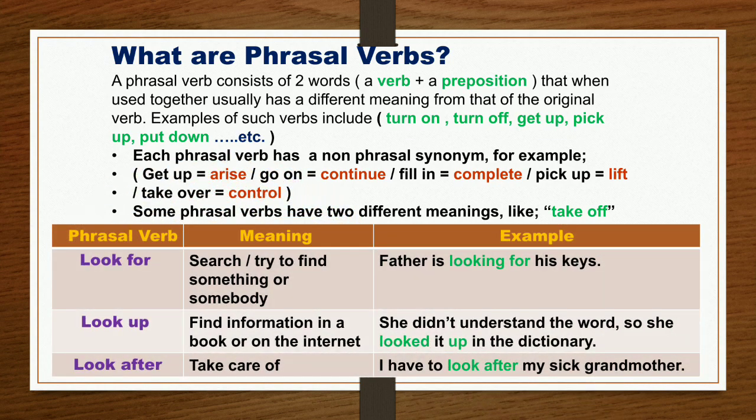Let's look at this table with some phrasal verbs with their meaning and some examples. Look for: search or try to find something or somebody. Example: father is looking for his keys. Look up: find information in a book or on the internet. Example: she didn't understand the word, so she looked it up in the dictionary. Look after: take care of. Example: I have to look after my sick grandmother.